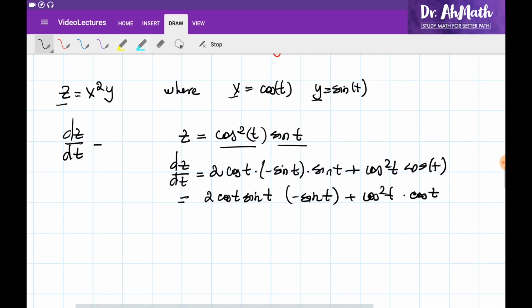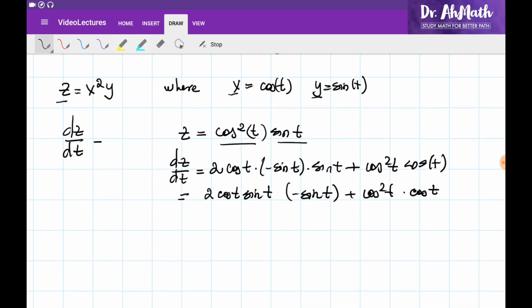So the reason why I rewrote this in this form is that I would like to obtain a formula for z, right? So let me find the partial derivative of z with respect to x, where y is taken as a constant. It's going to be 2xy, right? If I substitute x to be equal to cosine t and y to be sine t here, it would be 2 cosine of t and sine of t, right? And the partial derivative of z with respect to y is going to be simply x squared.